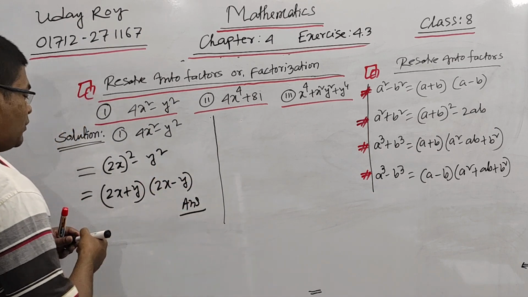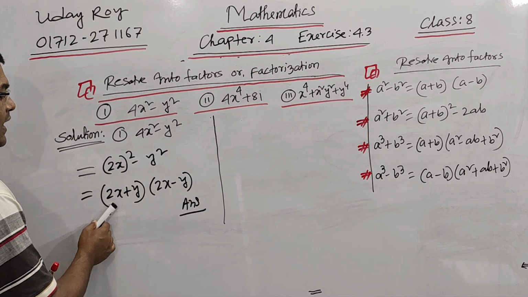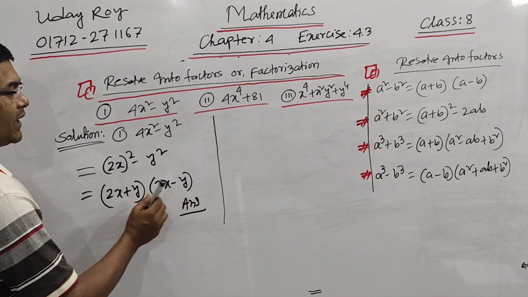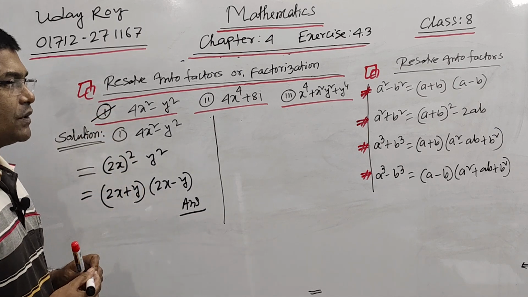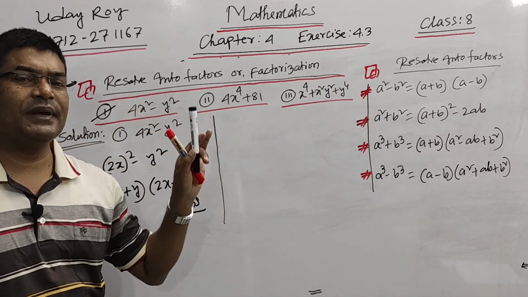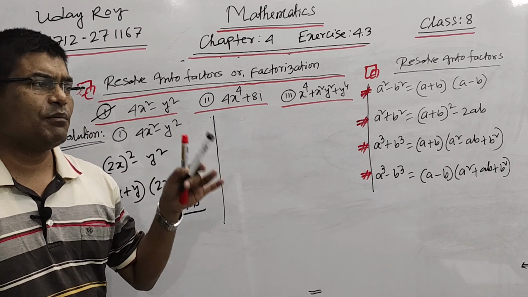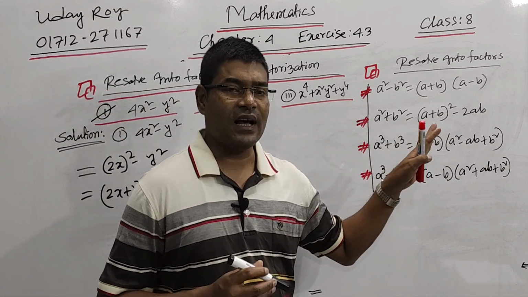That's done, because here 2x is a and y is b. So (a plus b) into (a minus b). So that's number 1 we have done. So a square minus b square completed. Now this is a preliminary math, that means a very small math, but we have to know using the formula.